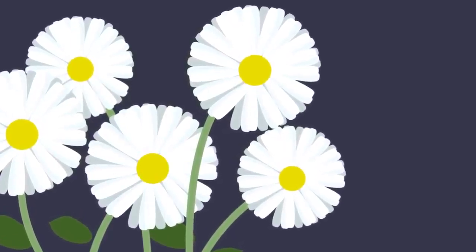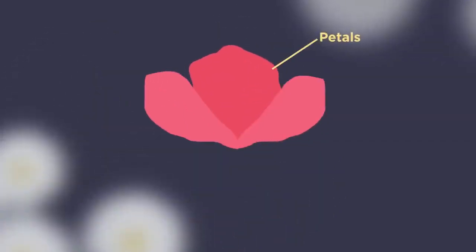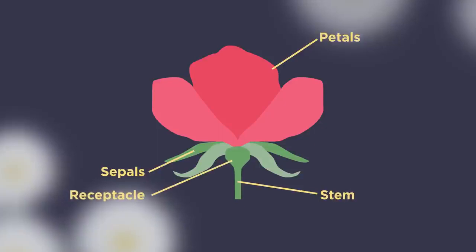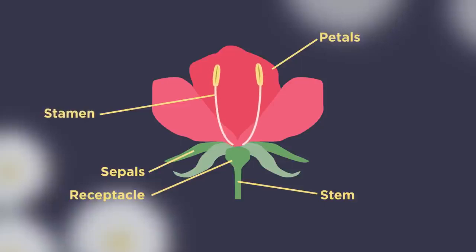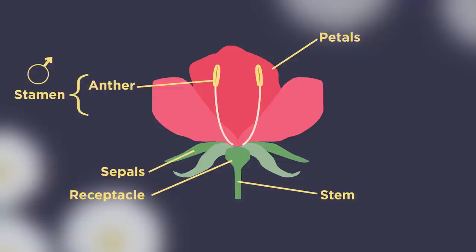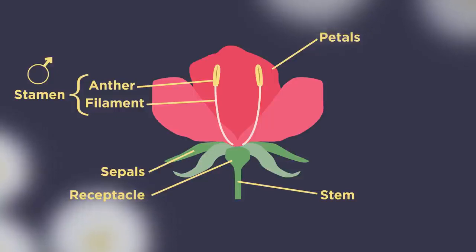Let's start with labeling the different parts of a flower. The petals and the sepals help protect the flower bud and can be brightly colored or scented to attract pollinators. The stem and the receptacle are the parts that connect the flower to the rest of the plant. The stamen is the male part of the flower. It consists of the anther, where pollen is produced, and the filament, which is the stalk that supports the anther. These structures are responsible for the production and the positioning of pollen, the male gamete.